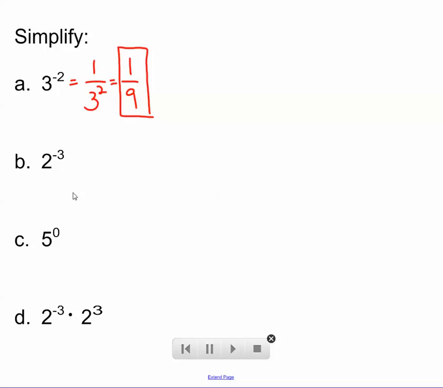All right, so 2 to the negative 3 power, very similar here. This is going to be 1 over 2 to the positive 3 power. Okay, and then we can go ahead and simplify that and make it 1/8. So negative exponents might seem very confusing, but there's really not much to them. We're going to make them positive and then rewrite or simplify them. Okay, now C, 5 to the 0 power, anything raised to the 0 power is 1. That does not change.